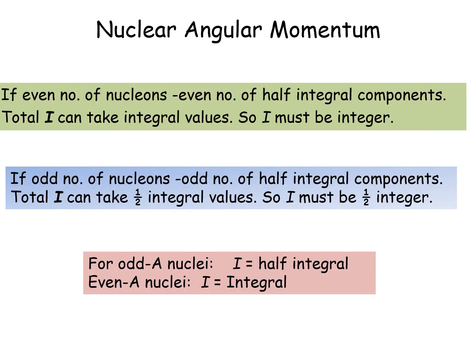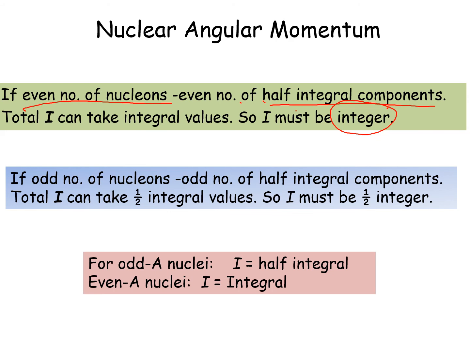So if we have an even number of nucleons, then there will be an even number of half integral components. Here I will show you half integral components, even number of half integral components. So the total I will take integral values. So I must be integer. For what? For an even number of nucleons. For an even number of nucleons, I must be integer.